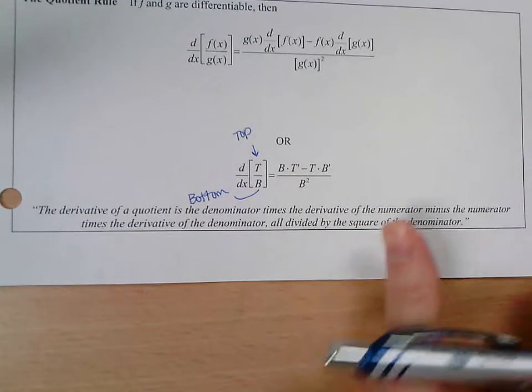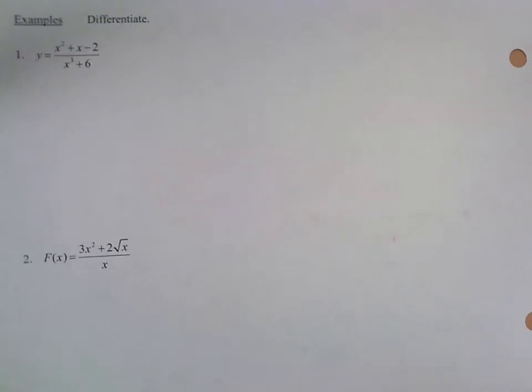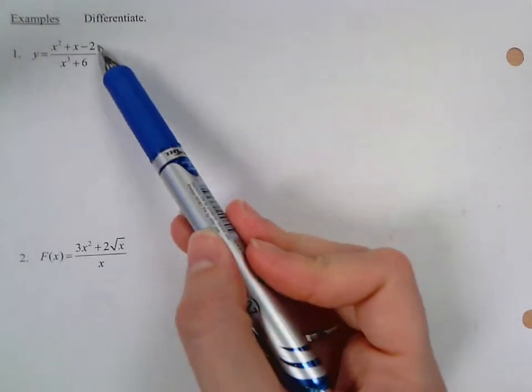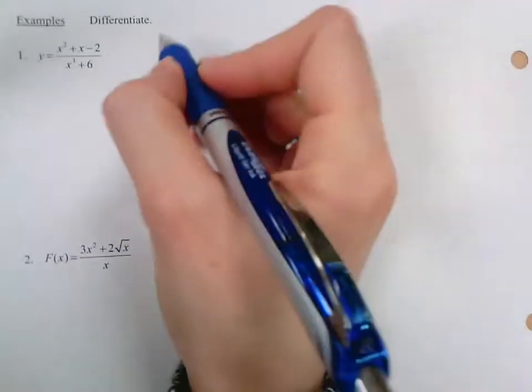All right, so we have a few examples, and then you should have some time just to practice and ask questions if you have them. So the first one, we are differentiating, finding the derivative of these three, and we have y equals x squared plus x minus 2 all over x cubed plus 6. So we clearly have a quotient. We have a fraction. Both the numerator and denominator depend on the variable x. So I'm going to use the quotient rule.